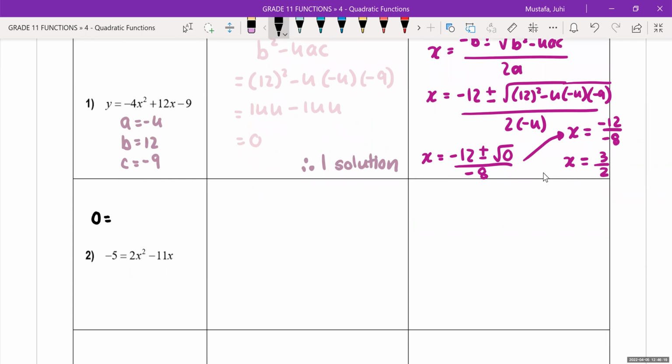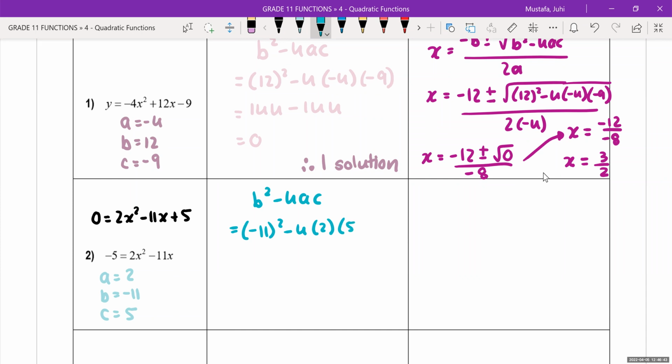All right, question number 2. I'm going to rearrange this. So it is 2x squared minus 11x plus 5. Don't forget to rearrange. I'm going to note down my a value is 2, my b value is negative 11, and my c value is positive 5. I'm going to use the discriminant, b squared minus 4ac. So it'll be negative 11 squared minus 4 times 2 times 5. 121 minus 40, and this is going to give me 81.